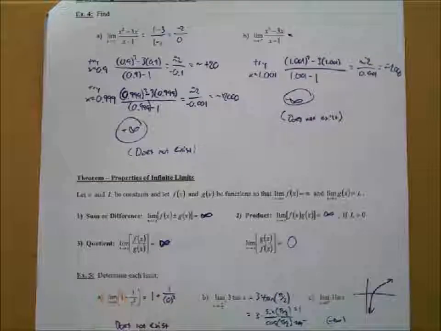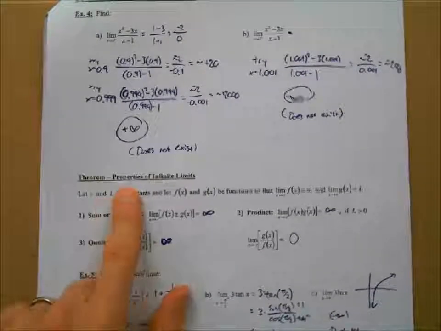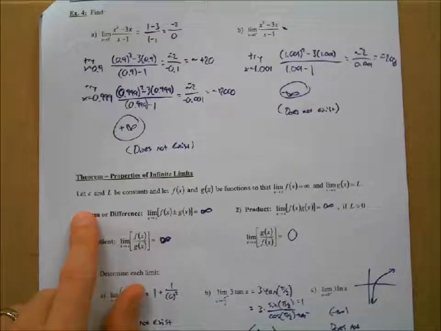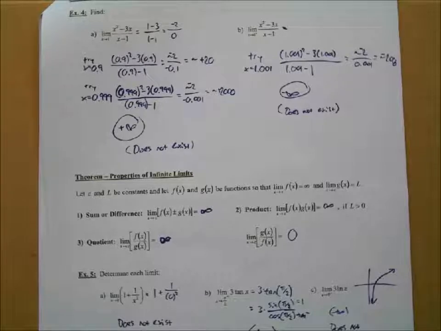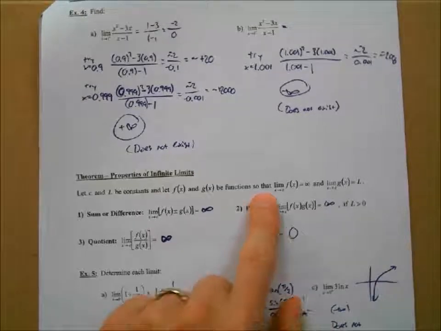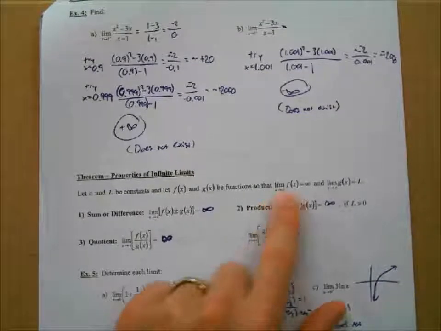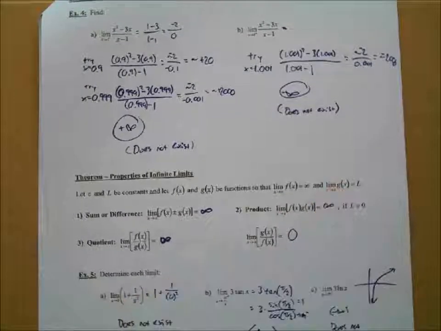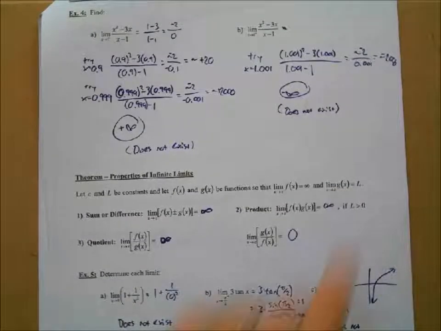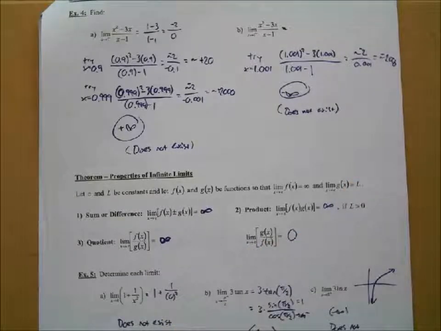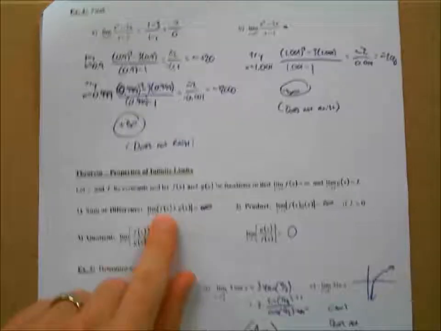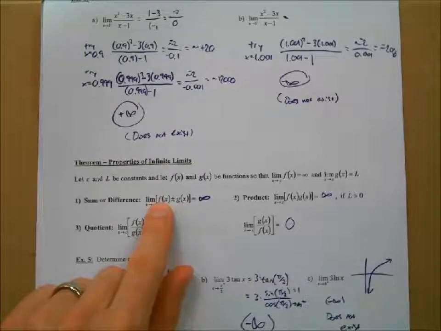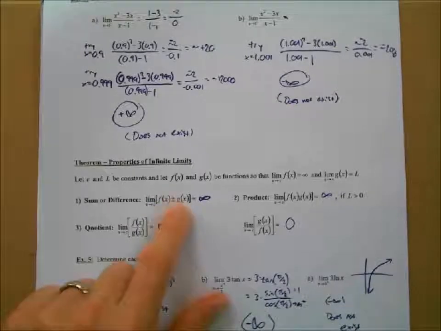Okay, quick properties here, and then we'll talk about these right in here as well. Properties of infinite limits. So if we again talk about c and L as constants, and f of x and g of x are functions, so that the limit as x approaches c of f of x is infinity, so f is an infinite limit as x approaches c, whereas g of x approaches a finite value L as x approaches c. If you take infinity and add or subtract a finite number, it's still going to be infinity.